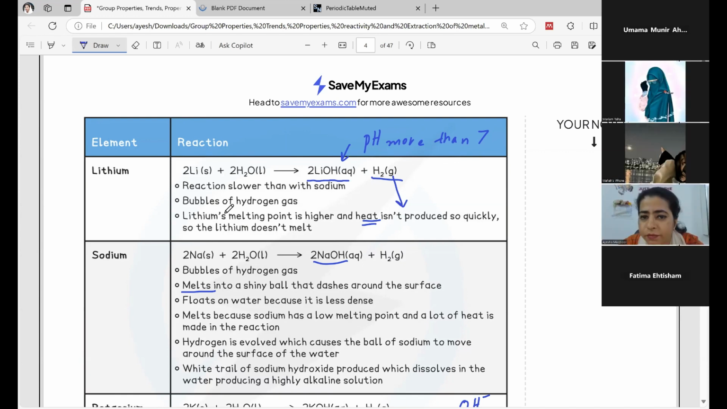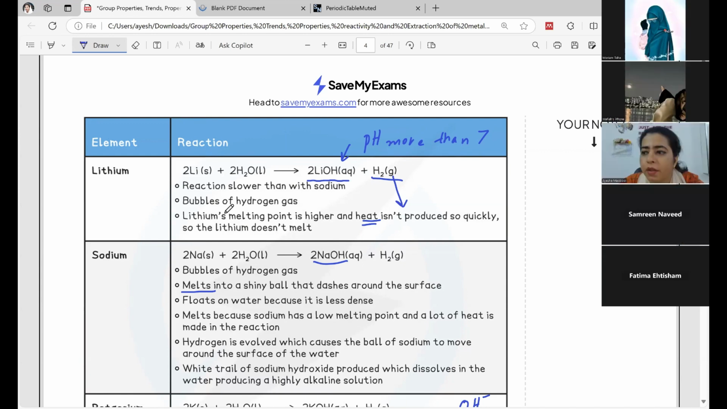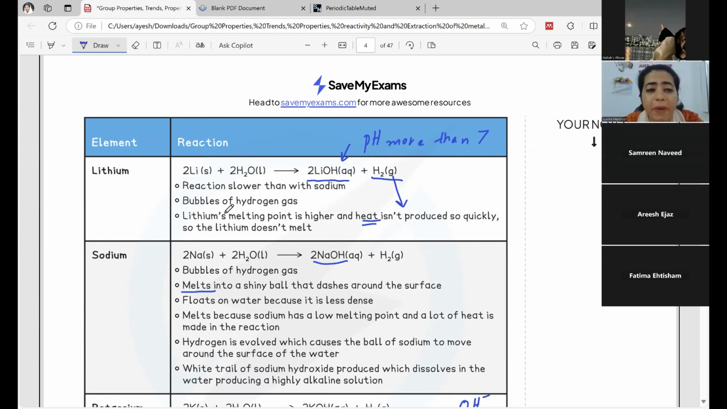Miss, I was going to say the same thing. Cesium is going to react more vigorously than sodium. And the symbol equation, the simplified version, is Cs plus H2O gives you cesium hydroxide. You can also tell me about melting. The cesium should melt or no?